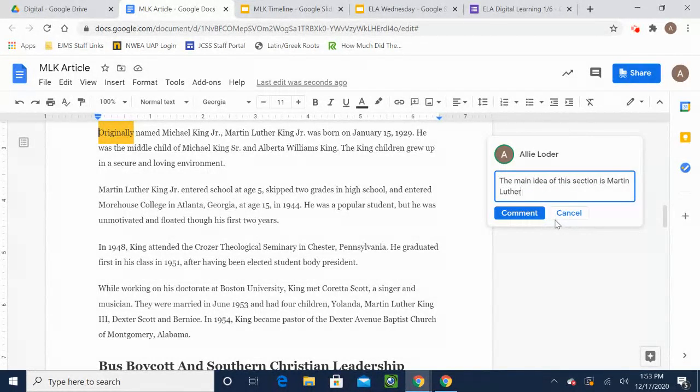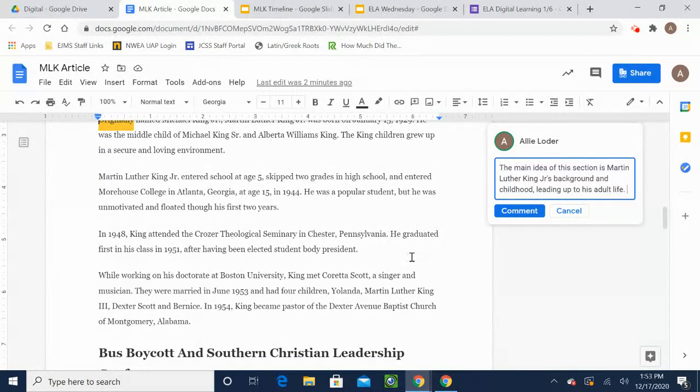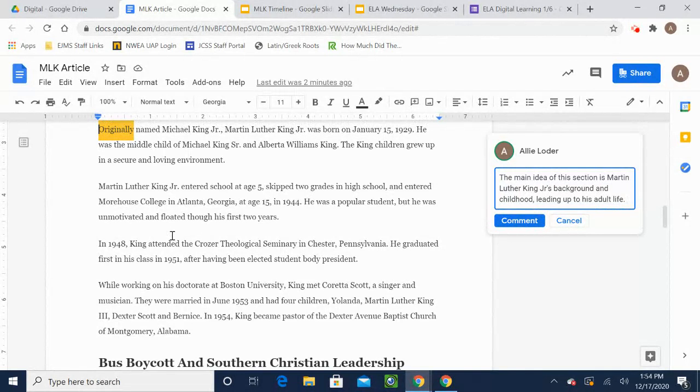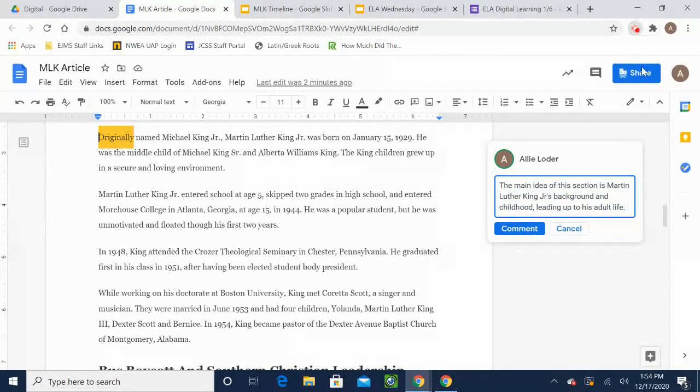Martin Luther King Jr.'s background and childhood leading up to his adult life. Notice, I just grabbed every single detail that was in these 4 paragraphs and I put it in a sentence. So when my reader is reading this central idea sentence, they can understand that this is the main point of it. It's a way of summarizing so your reader isn't bogged down in all of those details.